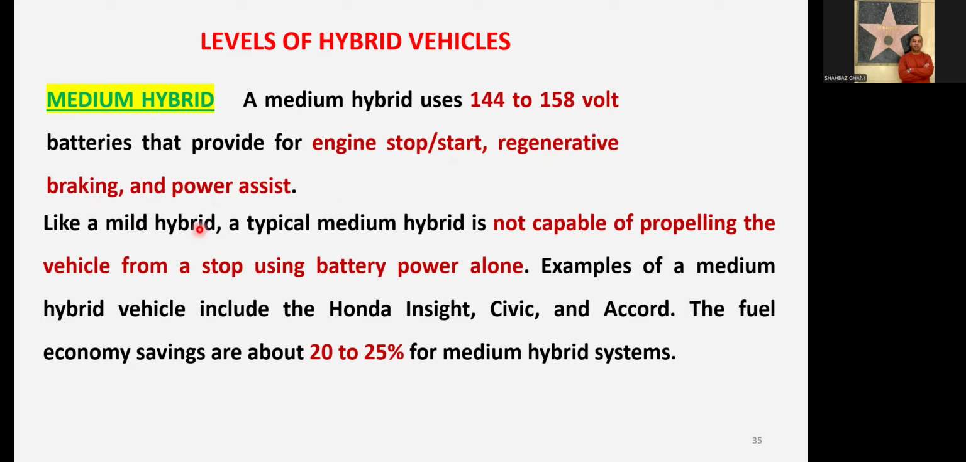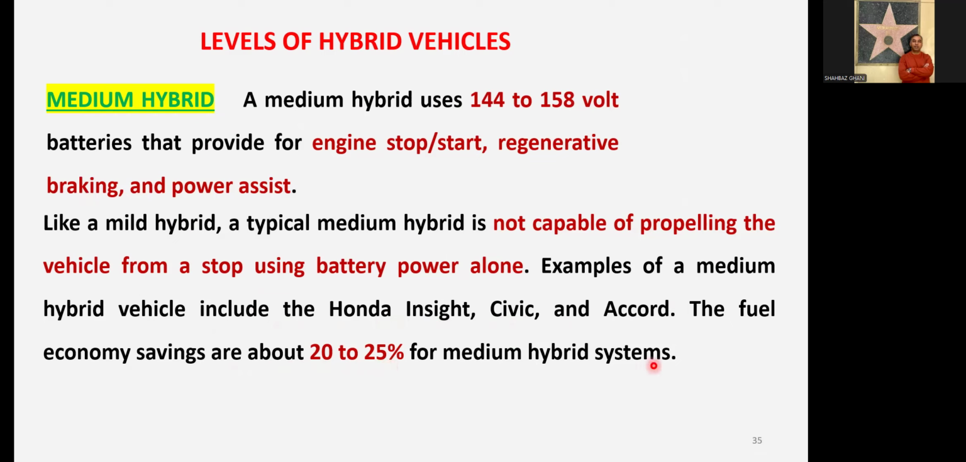Like a mild hybrid, a typical medium hybrid is not capable of propelling the vehicle from a stop using the battery's power alone. So like a mild hybrid, the batteries alone cannot propel the vehicle; it always requires an internal combustion engine. Examples of the medium hybrid vehicle include the Honda Insight, Civic, and Accord. The fuel economy saving is about 20 to 25% for a medium hybrid system.